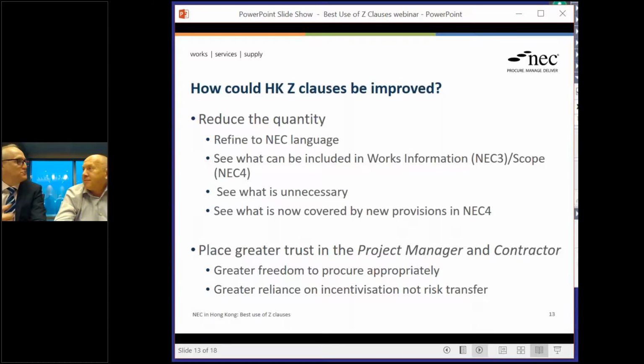Your very short, elegant clause compared to the more expansive clauses that we see at the moment in the Z clauses. And I think just generally some of those examples I've just given, do we really need them? Can we place greater trust in the project manager and contractor to just get on and allow the job to be procured appropriately? Exceptional people to rely on them. And ethics up to here.